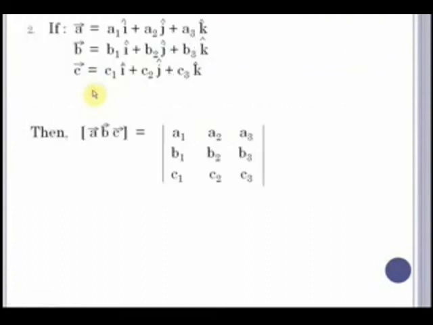The second is, if vector A is represented as A1 i cap plus A2 j cap plus A3 k cap, vector B is represented as B1 i cap plus B2 j cap plus B3 k cap, and vector C is represented by C1 i cap plus C2 j cap plus C3 k cap, then the box product of ABC is equal to the determinant, elements of which are A1 A2 A3, B1 B2 B3 and C1 C2 C3. So the value of the box product is given by this determinant, and the important point to note is that the box product always gives a scalar quantity. That's why it is also known as the scalar triple product.